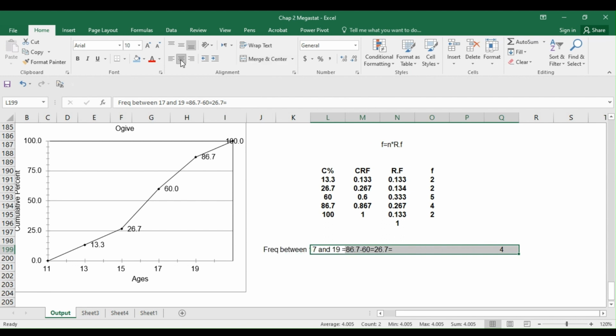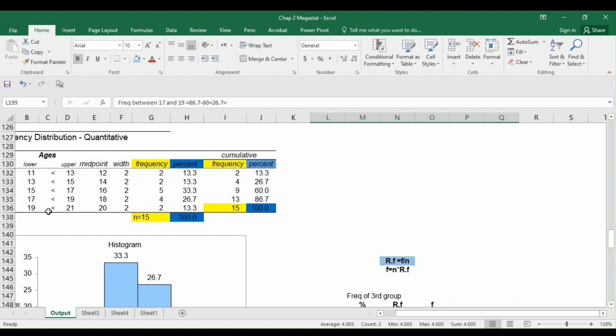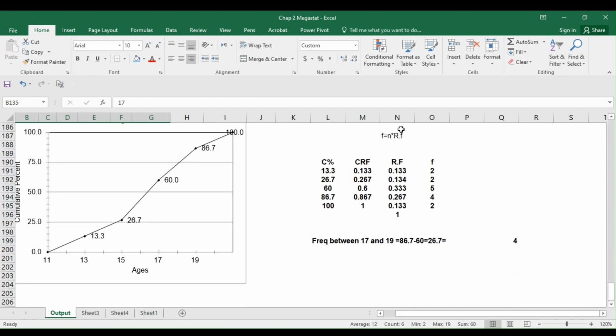Is this thing correct? Let's see now. Let's go to the table and see if the frequency between 17 and 19 is 4. See here, between 17 and 19 the frequency is 4. So we have calculated with the help of the ogive. Maybe in the exam you will get an ogive and you have to find such things. I hope the things are clear. And remember here the highest cumulative frequency is 100%, because it is cumulative percentage, and this 100% equals n, which is equal to 15, the sum of f. I hope you have understood this thing, and thank you very much.